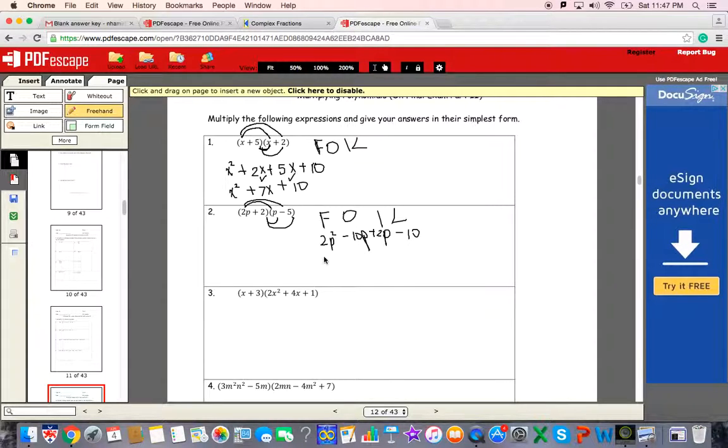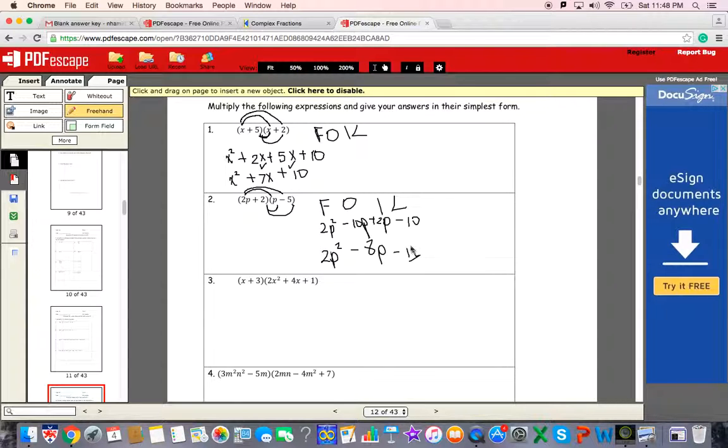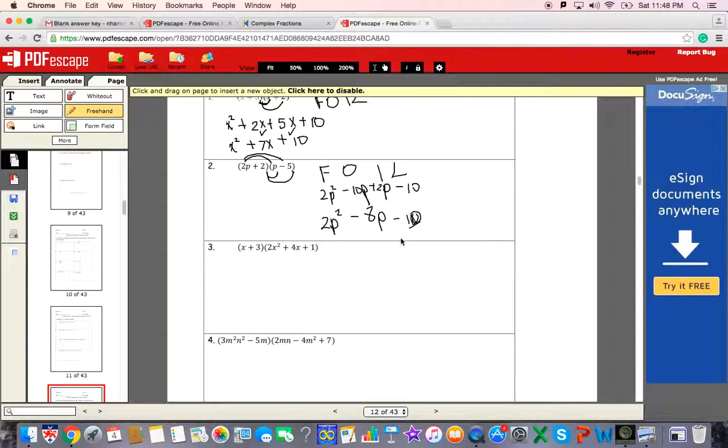Now we can go ahead and join our like terms, and we get 2p squared, because nothing's like that, minus 8p minus 10. Oh, that's supposed to be a 10. All right, so there's no more like terms, and that's how we know we're done.